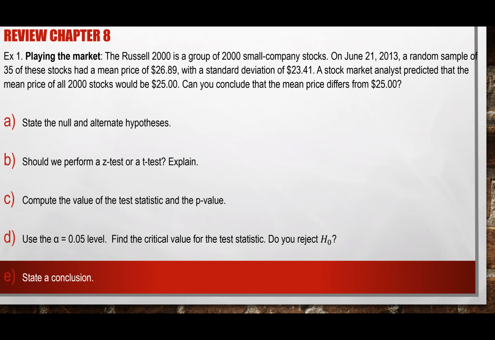So again, instead of telling you to do the 5-step, they ask you the 5-part. So let's take a look at the problem. The Russell 2000 is a group of 2,000 small company stocks. On June 21st, 2013, a random sample of 35 of these stocks has a mean price of $26.89 with the standard deviation of $23.41. The stock market analysts predict that the mean price of all 2,000 stocks would be $25. Can you conclude the mean price is different from the $25?